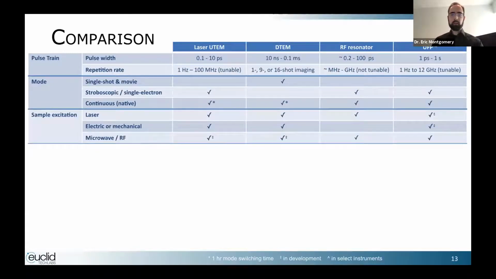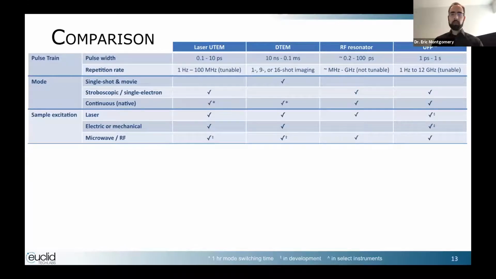The sample excitation for pump probe experiments is widely possible across all four instruments. And the pump repetition rate, as you know, is ideally equal to the probe repetition rate. So where you run into trouble is you cannot probe faster than you pump. And that means with the RF resonator and its very, very high repetition rate and lack of tunability, it's not compatible with the slower repetition rate electrical or mechanical pump methods. But with the UFP and a pulse picker, we can achieve very low repetition rates.